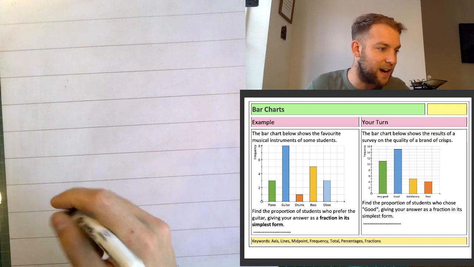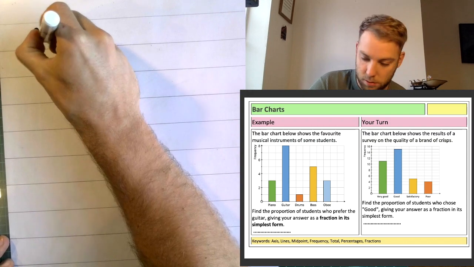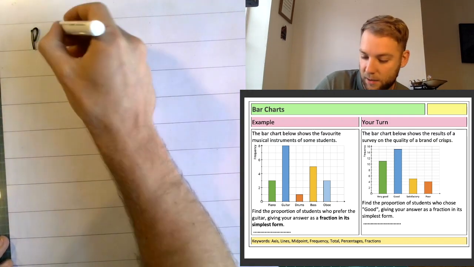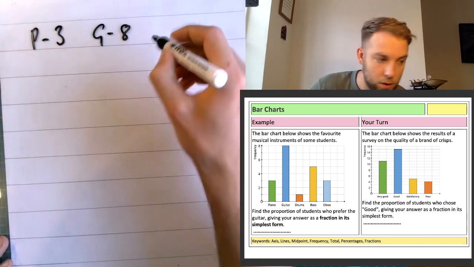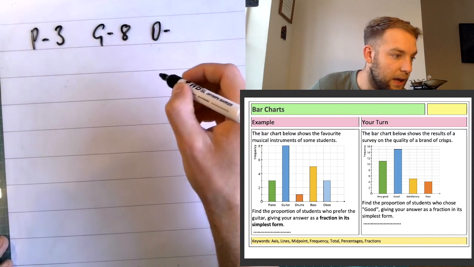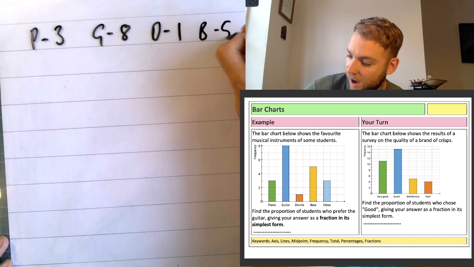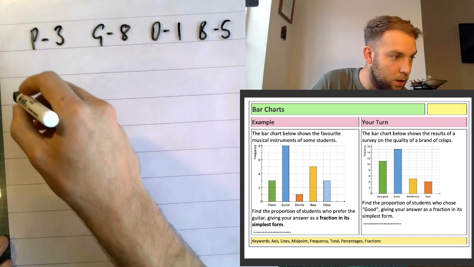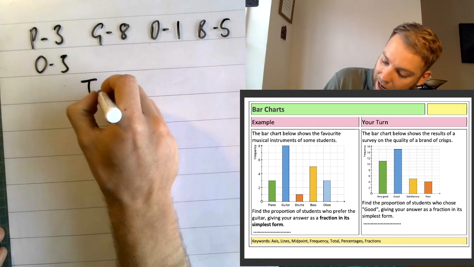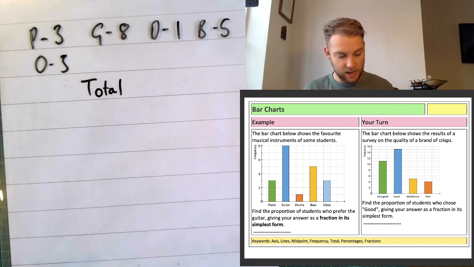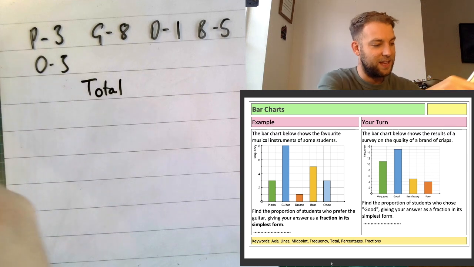So the thing we need to find out is basically we're combining all of the questions we've looked at so far. So piano is how many people? Piano is 3 people. Guitar is 8 people. Drums is 1. The bass is 5, and the oboe is 3. Brilliant. So what we need to work out here is the total for all of these, and I do that by adding these up. I'm going to quickly do this on the calculator.